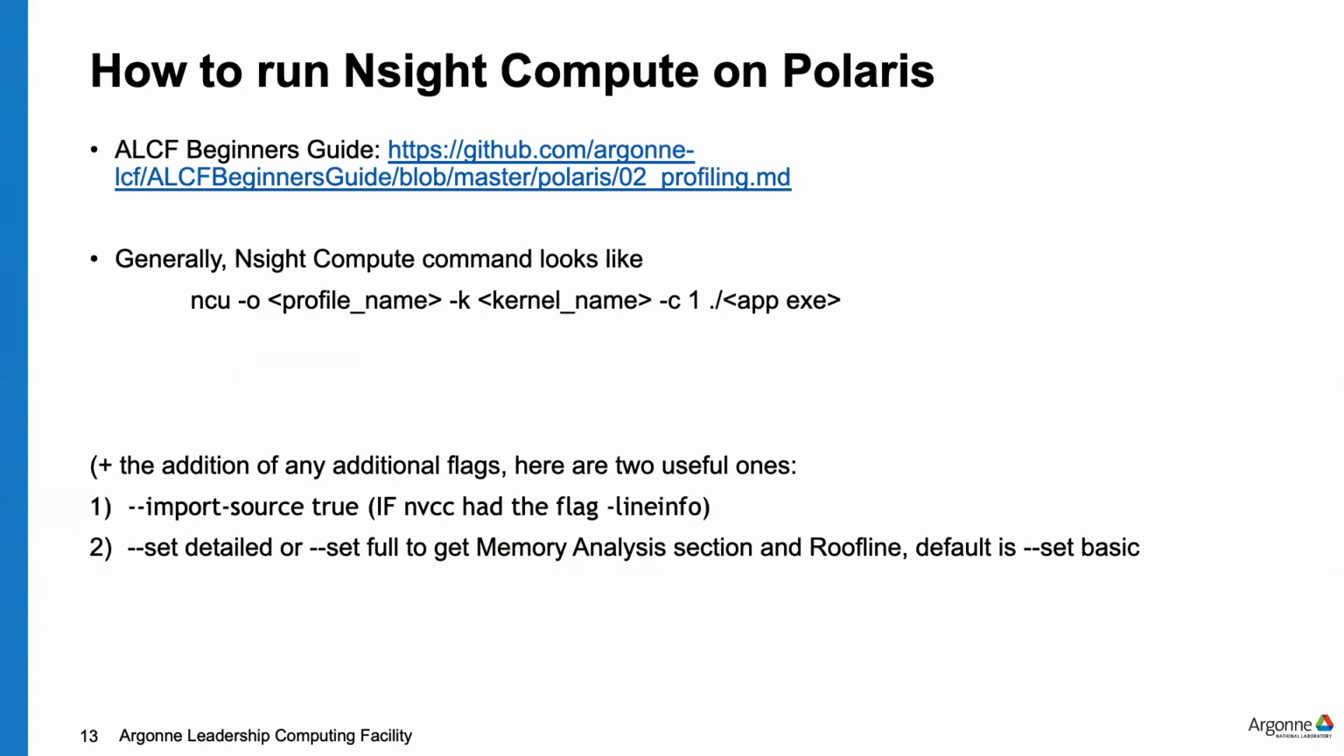How to run Nsight Compute on Polaris. Same beginner's guide, which is great. A typical Nsight Compute command would be ncu, your profile. It's a little bit harder than Nsight Systems, because you just tell Nsight Systems to profile your whole thing since it's a system-wide view. With Nsight Compute, you want to profile a specific kernel or maybe a handful. So you want to give it -k and then a regular expression for the kernel name.